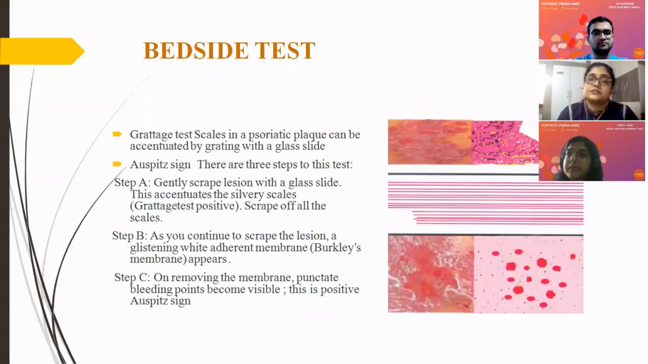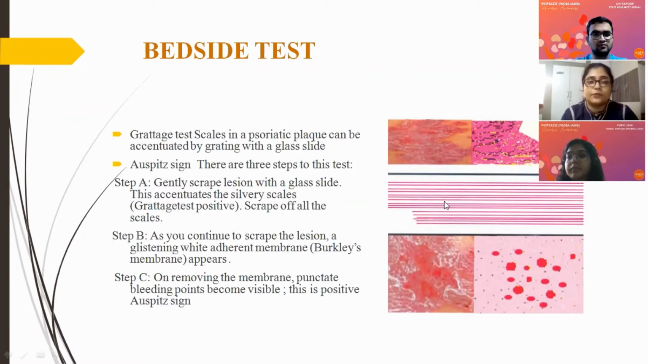The Grattage test is positive. Scrape off all the scales. In step B, when you scrape the lesion with the glass slide, it accentuates the silvery scales. As you continue to scrape, a glistening white adherent membrane appears. This is known as Barclay's membrane.